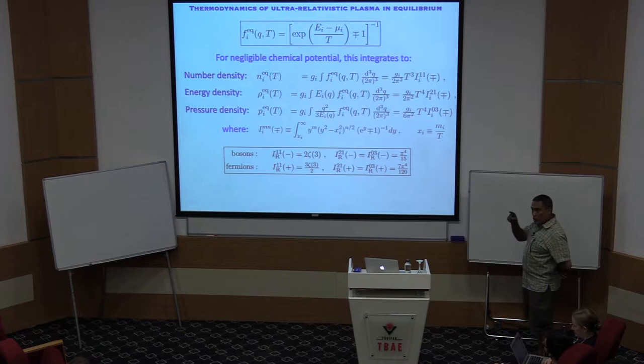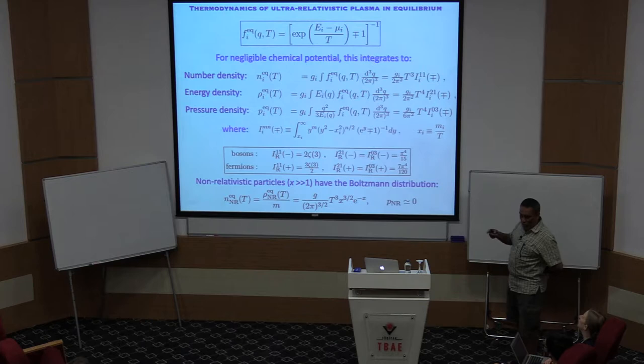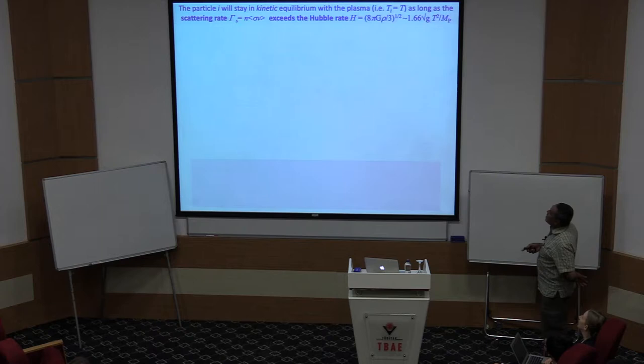And when particles turn non-relativistic, so that this x, the ratio of the mass to the temperature, is much larger than 1, then of course you have this Boltzmann factor that was also presented earlier. Actually, sorry, I arrived late. Actually, my lecture should have come before yours. But I'll go through this very quickly. I've already done this. Now, this is interesting.